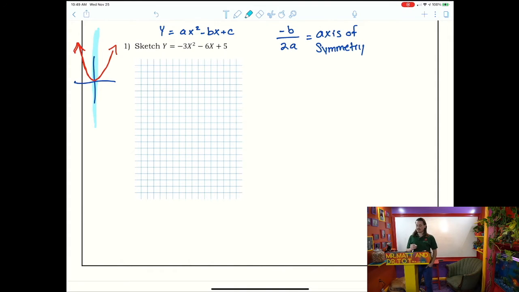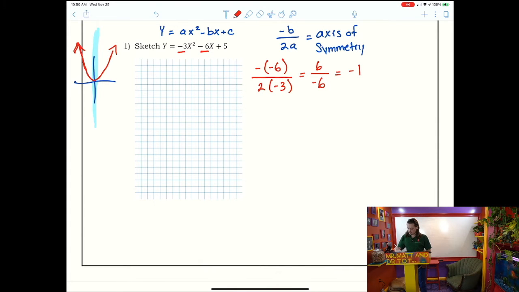Then you can go from there by testing a value a little bit to the left, a little bit to the right, and then connecting the 3 dots together to shape your overall graph. So let's insert the values here. Our b value is negative 6, our a value is negative 3. So negative b is going to be a negative 6, don't forget that extra negative, divided by 2 times negative 3. A negative 6 is going to be a positive 6. 2 times negative 3 is a negative 6. 6 divided by negative 6 is negative 1. So the axis of symmetry of this graph occurs at x is equal to negative 1.